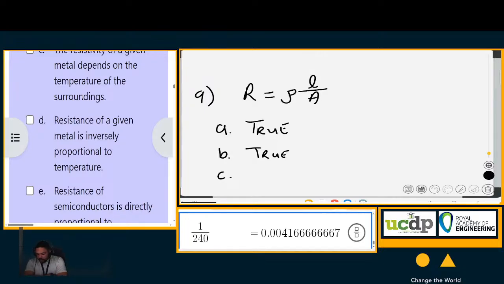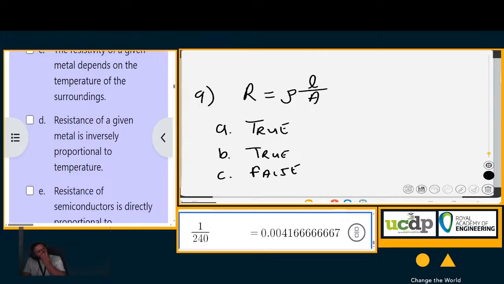Number 3, the resistivity of a given metal depends on the temperature of the surroundings. It is inversely proportional. That is false, because if you heat up a metal, its resistance increases, not decreases.